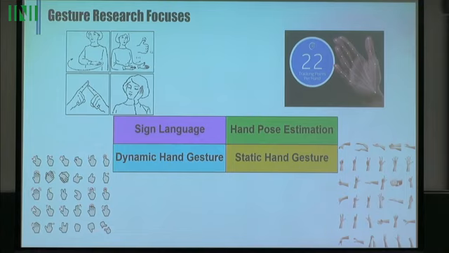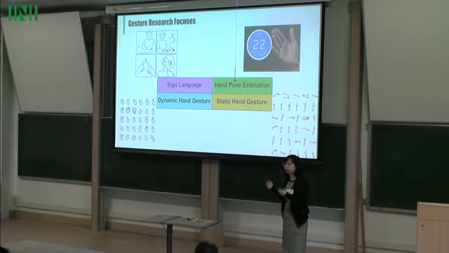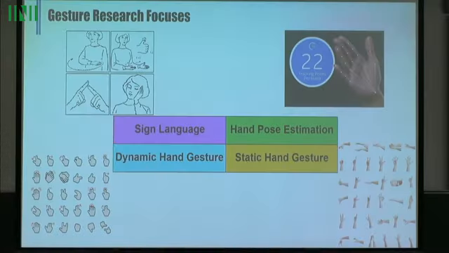because static hand gesture can mostly be regarded as image recognition, while for dynamic hand gesture, the hand trajectory and the fingertip trajectory can be regarded as a path, and we can use path signature to further extract the features. So my talk focuses on dynamic hand gesture.